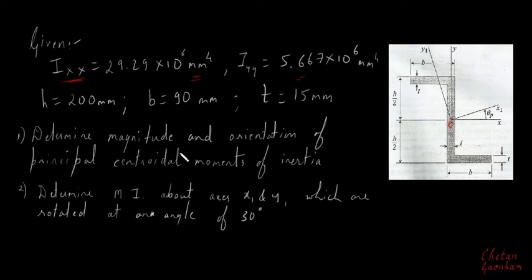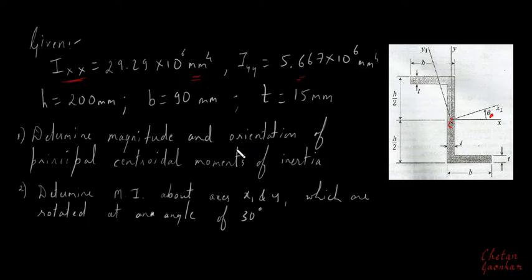And then we need to determine the magnitude and orientation of the principal centroidal axis and moment of inertia, the expression of which we had already seen last time. We also need to determine the moment of inertia about the new axes x1 and y1 for an angle of 30 degrees. So what he wants to know is, if I rotate this frame of reference by 30 degrees, what will be the value of the moment of inertia about this new axis, for which also we had already seen the expressions in our last session.